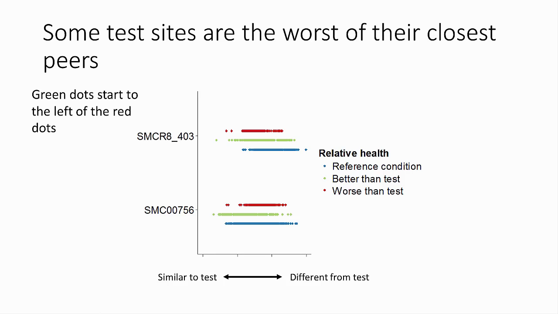You found a few cases, among the set that I showed you, where your test site is actually worse than all of its closest peers. And what that tells you is that you probably could do better, even if you can't quite achieve reference. You have a lot of these green dots occurring to the left side of the plot relative to the red dots. That means that your closer comparators are all doing better than your test site.